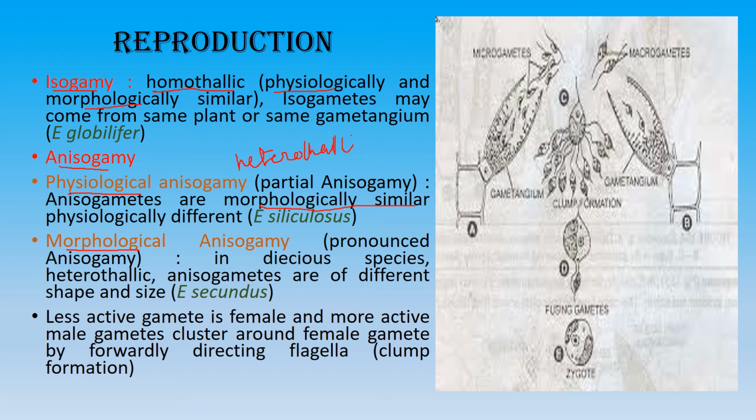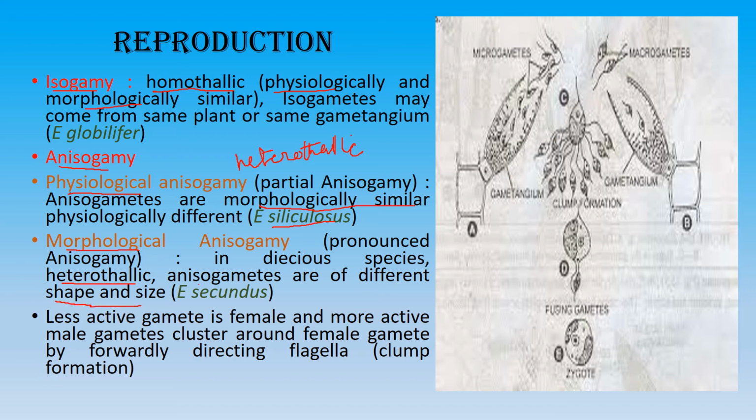In physiological anisogamy, they are morphologically similar, but physiologically it is different. And this is found in Ectocarpus siliculosus, which is a very common lab Ectocarpus species that is studied. And the morphological anisogamy, as the name suggests, we know that they are a bit different in their looks, and they are also heterothallic. That is, they have to be produced from different plants of Ectocarpus. And here the gametes look different, maybe in size or in shape. So this is morphological anisogamy.